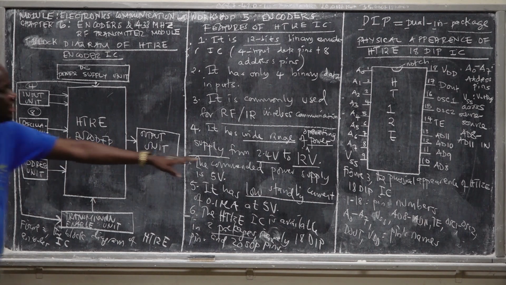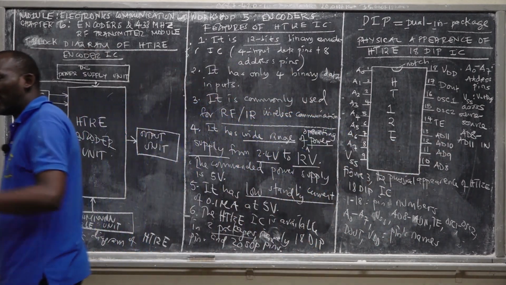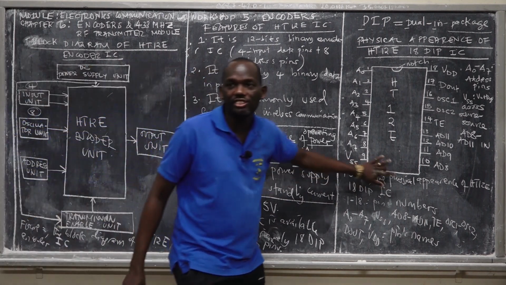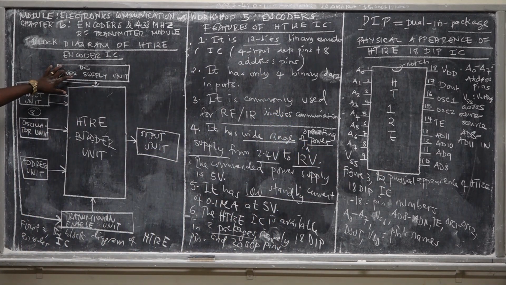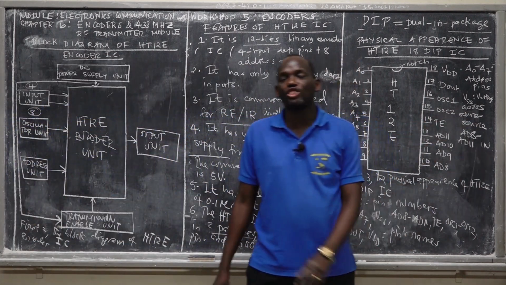So when you talk about AD8 to AD11, stop writing each one, say AD8 to AD11. We represented this block. When you speak about VSS, say VSS, it just represents part of this block. Are we together? So I'm relating the general block diagram with the physical appearance of the HT12E encoder. Right? So this is called the transmission enable pin.